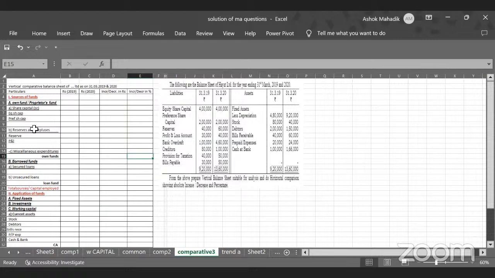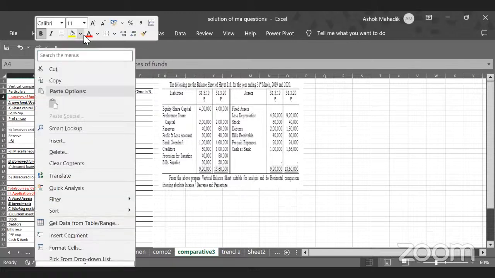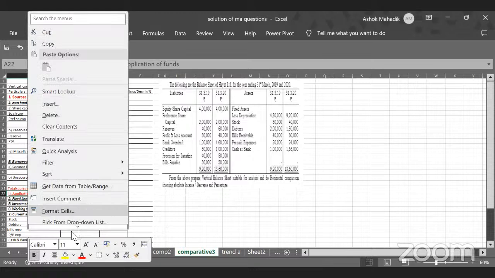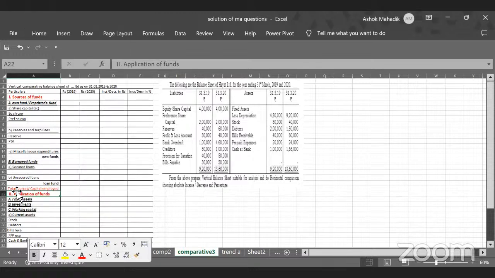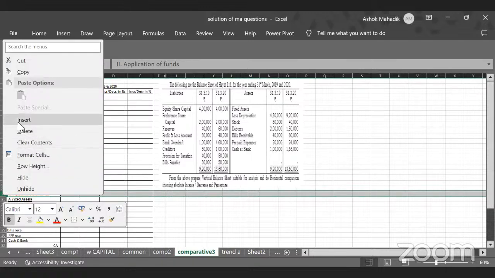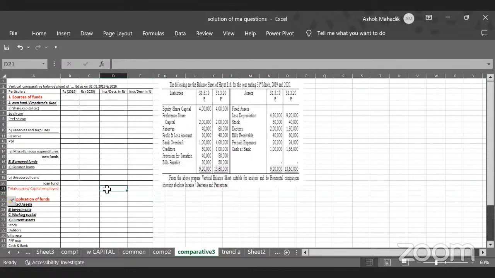One, sources of funds, and second, application of funds. You can see here in red letters, I have written it. Sources of funds is one side of your balance sheet, and the second side is application of funds. Just below, I'll increase the font size and insert one more line here so that it gets separated. I hope this is clear now. Which are the 2 sides? One is sources of funds and second is application of funds.